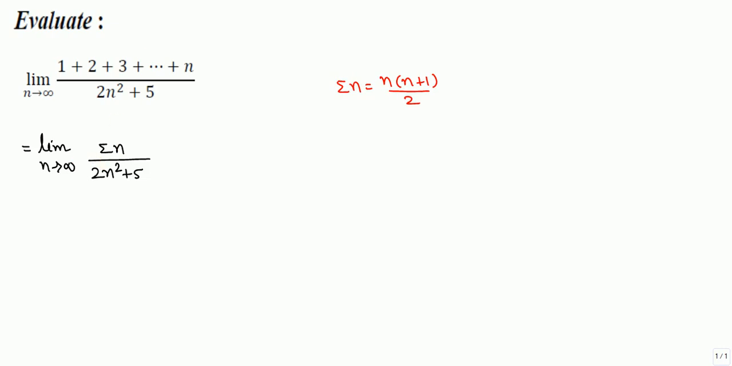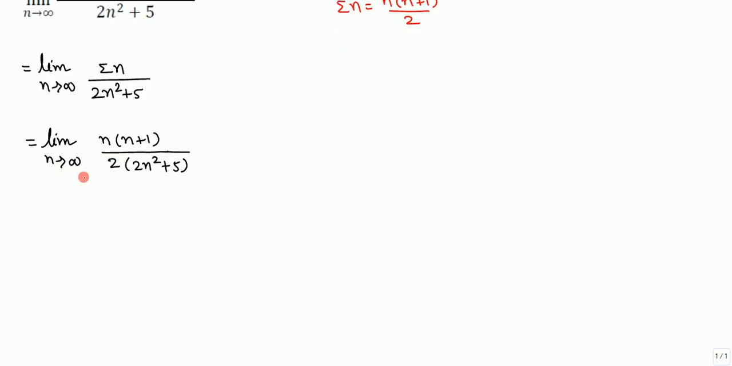Now putting this formula in numerator, we get limit n tends to infinity, n into n plus 1 divided by 2, and in denominator what is given? 2n square plus 5. Now taking 1 by 2 as constant outside, 1 by 2 limit n tends to infinity. Now multiply both the terms in numerator, n square plus n, in denominator 2n square plus 5.